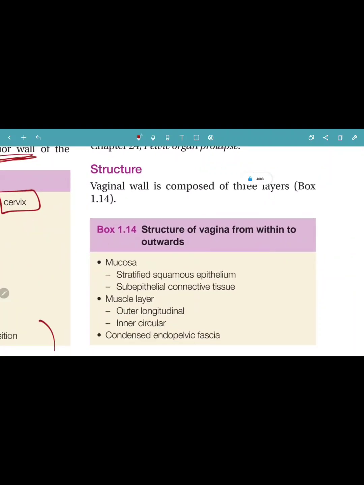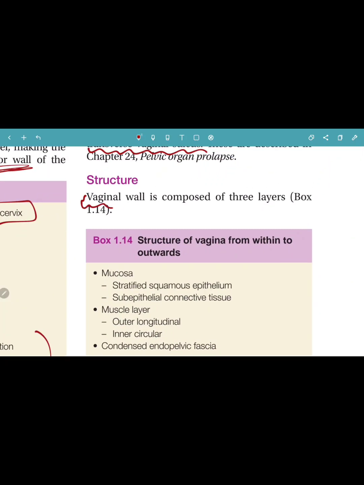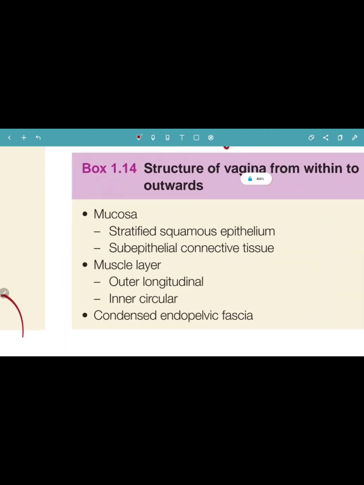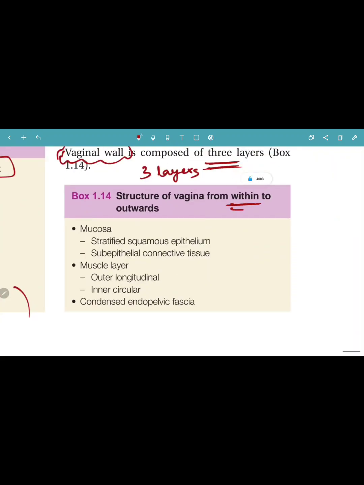So now moving on to the structure of the vagina. The vaginal wall is composed of 3 layers. So what are the 3 layers? This is the structure of the vagina from within to outwards. From within to outwards there are 3 layers. First is the mucosa, the innermost layer, and then you have your muscle layer.